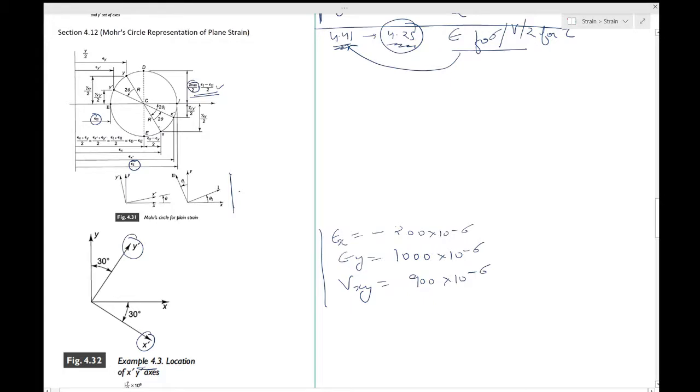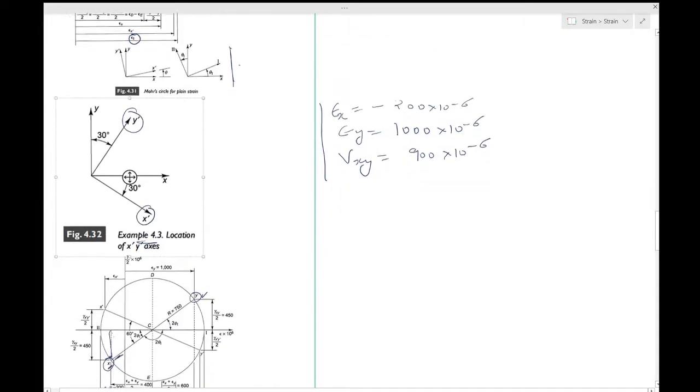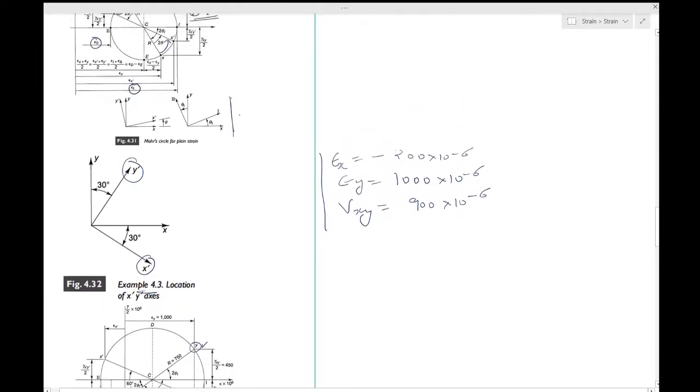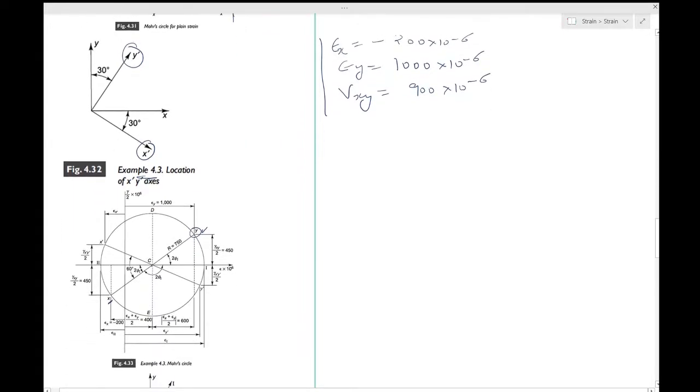So this is how this rotation has happened, okay, in the anti-clockwise direction. And this was when the angle 2 theta was positive. In this case, the angle 2 theta is negative. So the rotation is in this direction, so this time it must rotate in this direction. Okay, so this is 60 degrees.